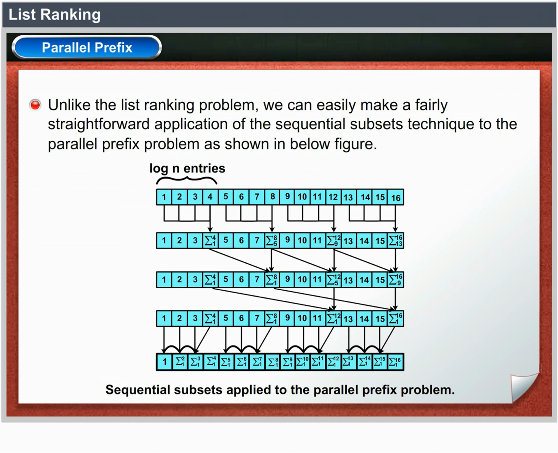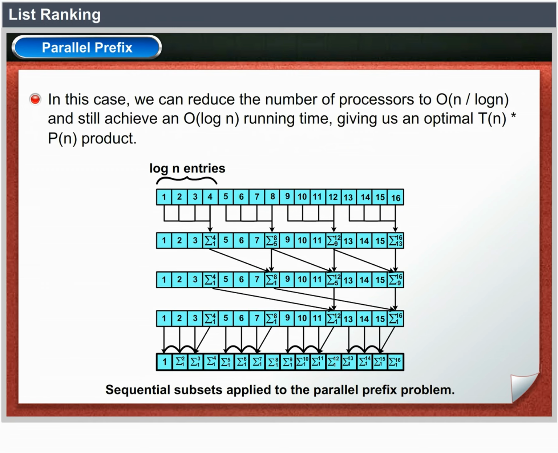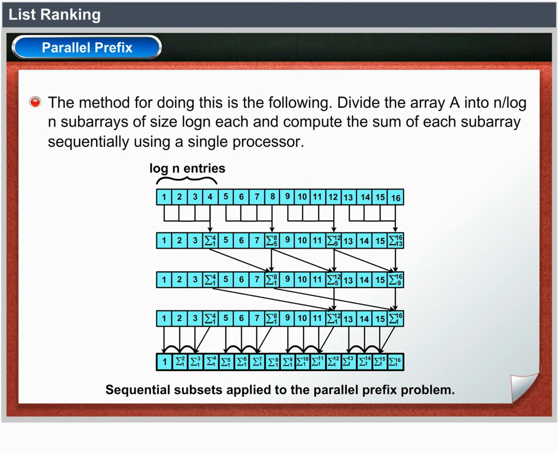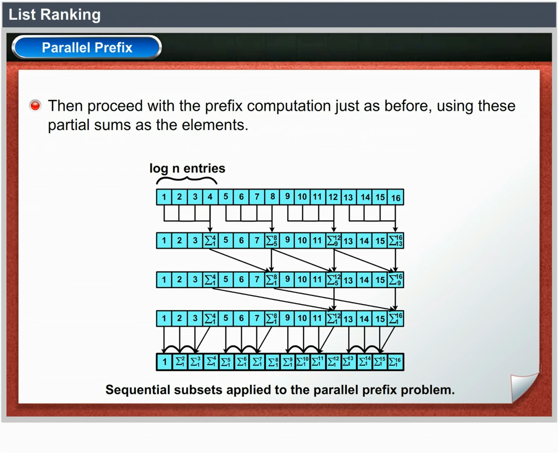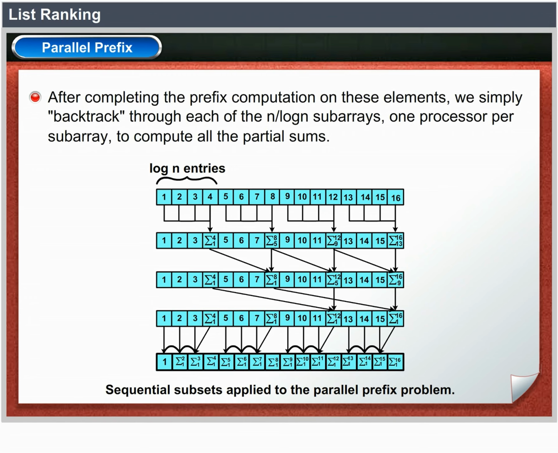In this case, we can reduce the number of processes to O(n/log n) and still achieve an O(log n) running time, which gives us an optimal T(n) times P(n) product. The method for doing this is the following. Divide the array A into n/log n subarrays of size log n each and compute the sum of each subarray sequentially using a single processor. Then proceed with the prefix computation just as before, using these partial sums as the elements. After completing the prefix computation on these elements, we simply backtrack through each of the n/log n subarrays, one processor per subarray, to compute all the partial sums.